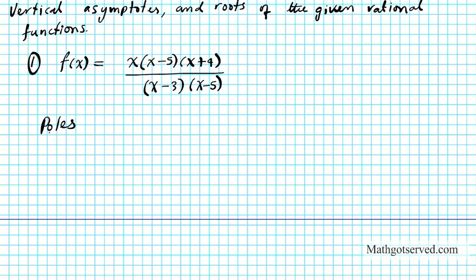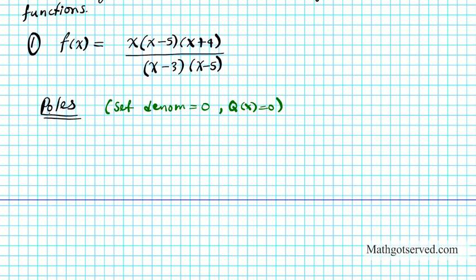Now if you want to find the poles, all you do is simply set the denominator to 0 and solve. The denominator is basically q of x. Set it equal to 0 and solve. So what's the denominator here? The denominator in this rational expression is x minus 3 times x minus 5.